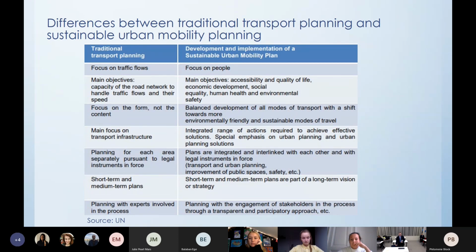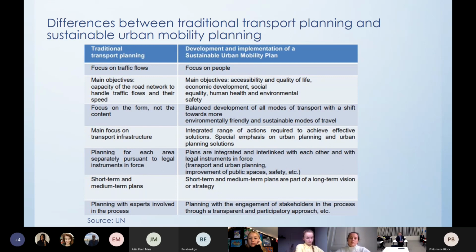Planning for each area separately according to the legal instruments in force, but on the other hand, integrating and trying to find interlinks between each other and with legal instruments in force. So, transport and urban planning: what I'm always emphasizing and mentioning is that transport problems cannot be solved with the same techniques and tools that were creating those problems. The transport problems are very highly related to urban development problems.